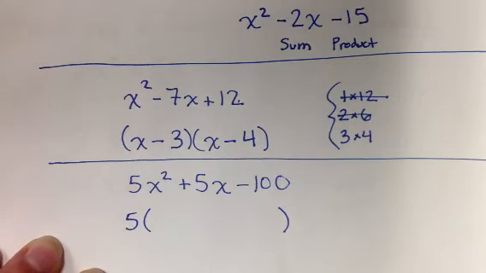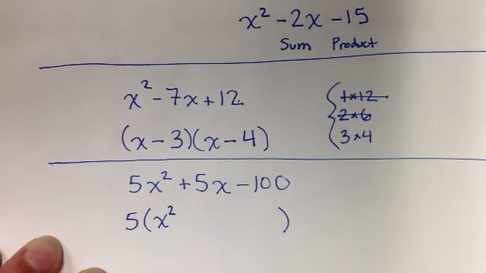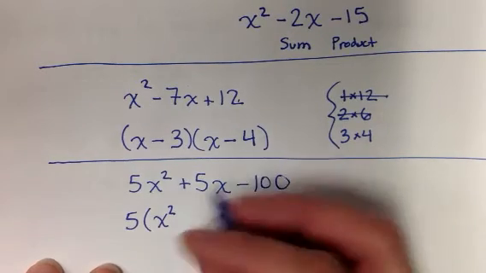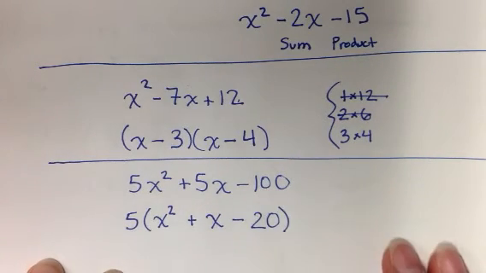So remember, I'm factoring, I'm doing the opposite of multiplying, so I'm doing the opposite of the distributive property right now. What do I get when I divide this by 5? Okay, 5 times x squared is 5x squared. When I divide the middle term by 5, I get positive 1x. 5 times x, 5x. And when I divide the last term by 5, I get negative 20. 5 times negative 20, negative 100.